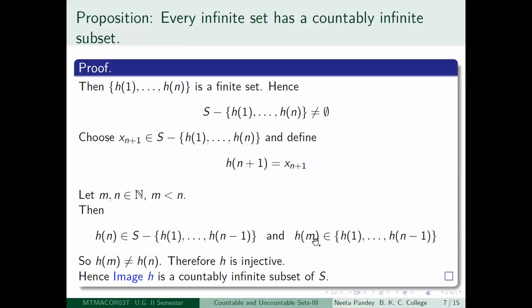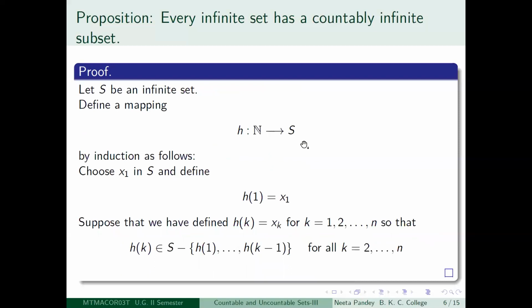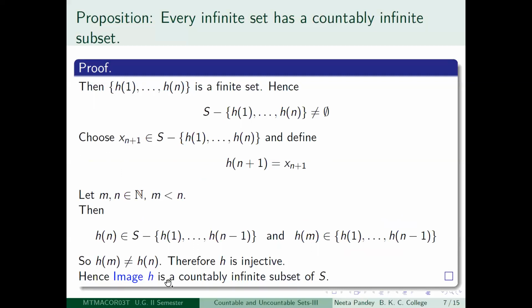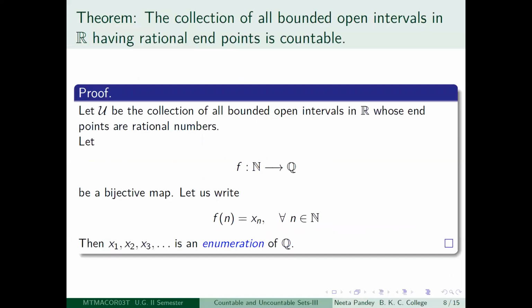So as I said, you have this injective mapping from N to S. If you look at the image of H and restrict your range to the image of H, then H is a bijective mapping from N to the image of H. That means the image of H is going to be a countably infinite set. And the image of H is a subset of S. So you have got a countably infinite subset of S. Nice.